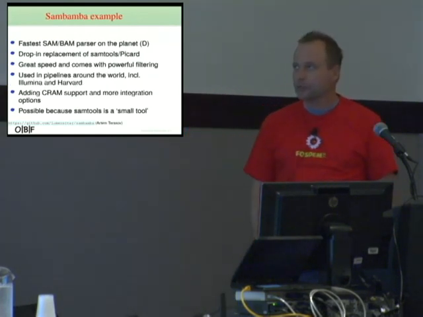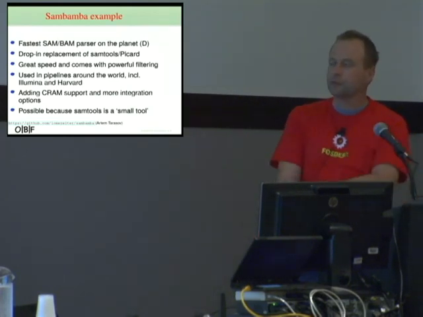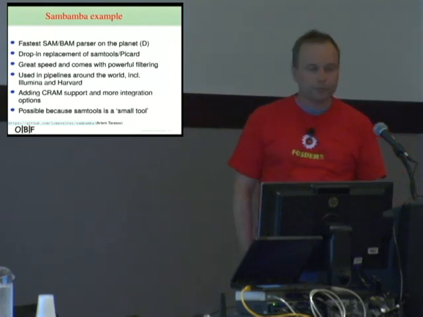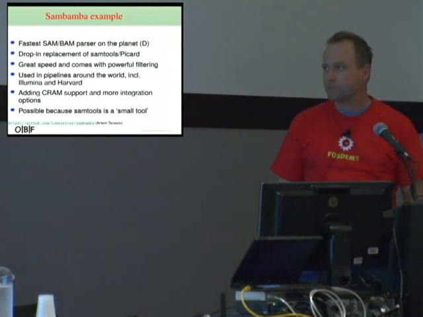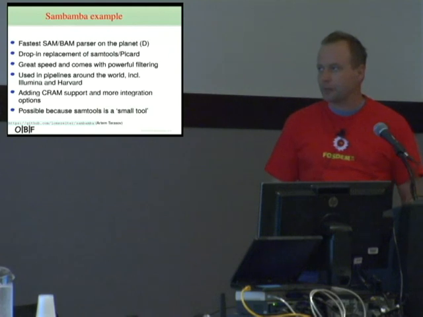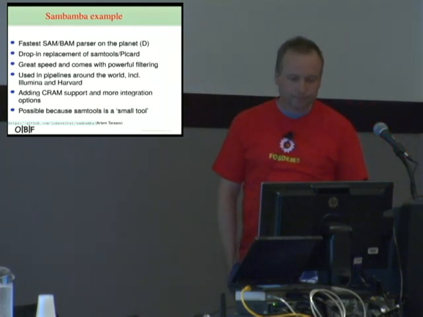Another example is Sambamba. It was written by Artem Tarasov as a Google Summer of Code project. And it's the fastest SAM-BAM parser on the planet. It's being used in many pipelines today. And next to its advantage in speed, it also has powerful filtering, etc. At the moment, we're adding CRAM support.